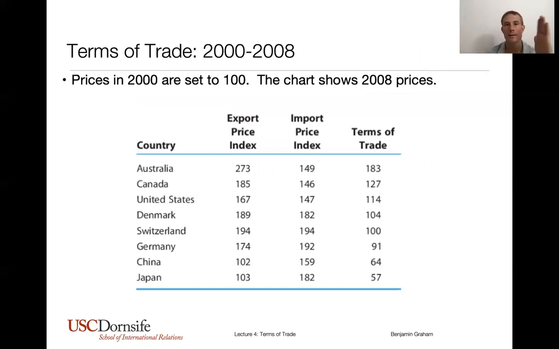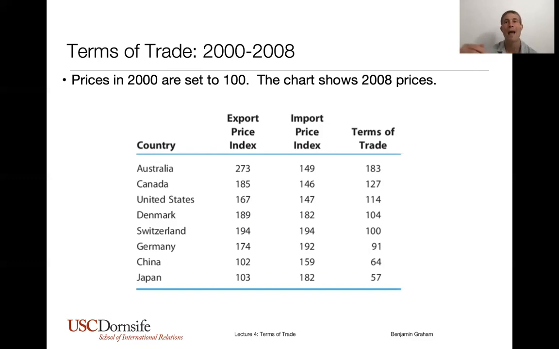In this case, we're just looking at moves between 2000 and 2008, right? So we set the index at 100 in 2000, and then we see how it moves from 2000 until 2008. You've got an export price index, an import price index, and thus the terms of trade. So if you look at Australia, particularly at the time, but even still now, Australia is a major commodity exporter. And between 2000 and 2008, commodity prices shot through the roof, especially for a lot of the minerals that Australia was exporting. So the price of the things they were exporting went up almost 3x, right? That's huge in 8 years. So boom times for Australian exporters.